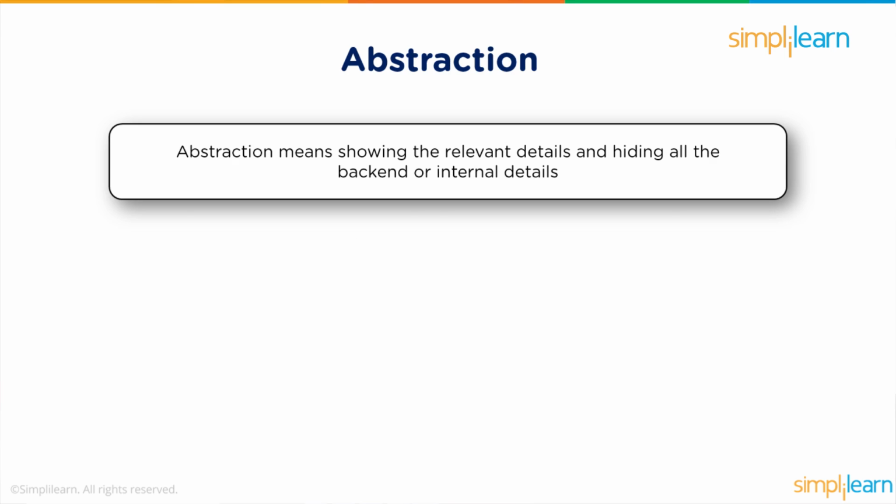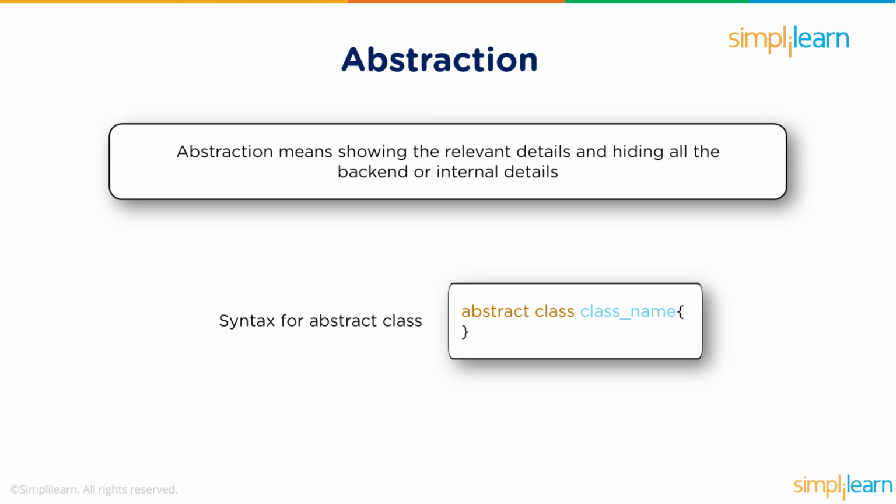First, let's talk about abstraction. Abstraction means showing the relevant details and hiding all the backend or internal details. The syntax for abstraction is on your screen. We use the abstract keyword to make a class or method abstract.